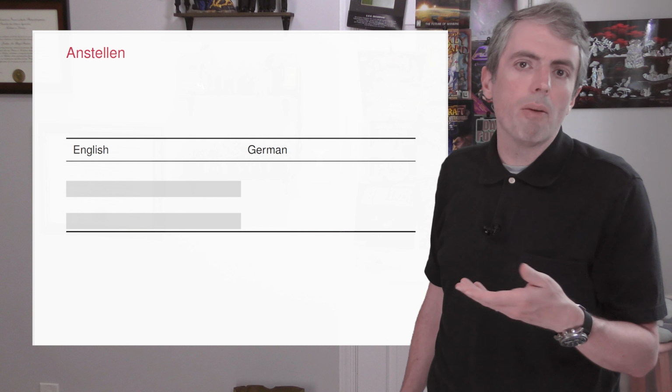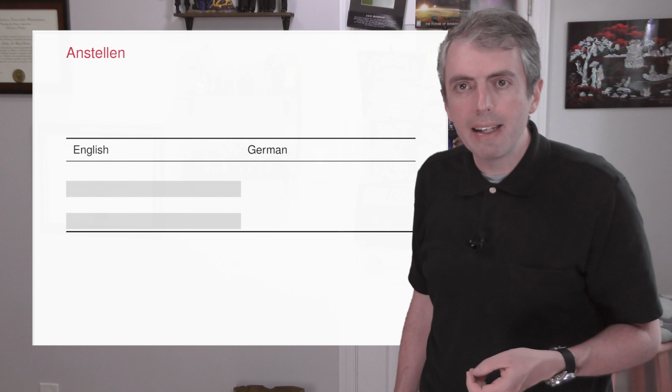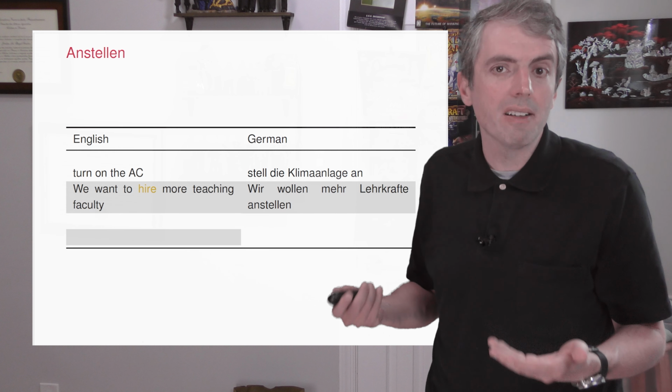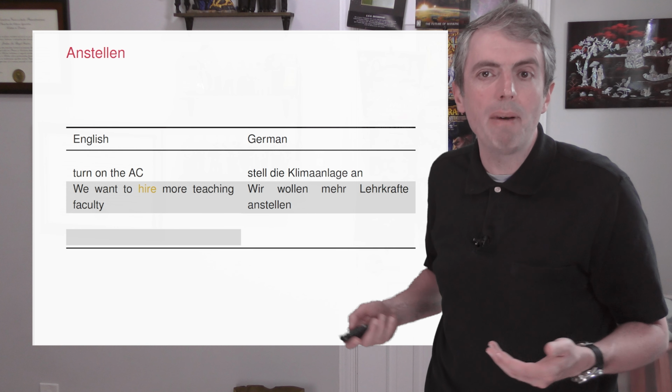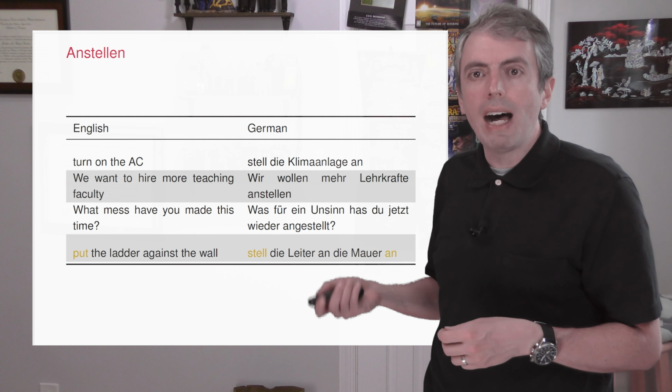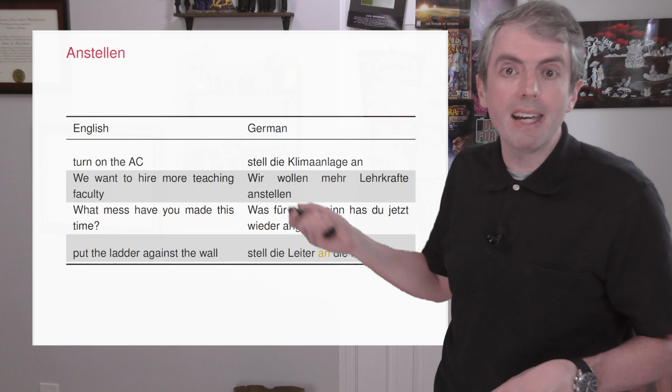Let's take, for example, the German verb anstellen. There are a couple of things that make this word tricky to translate. First, it has a lot of different meanings. Stell dich nicht so an means don't make a fuss, but stell die Klimaanlage an means turn on the AC. It can also mean to hire somebody. It can be to faff about. And stell die Leiter an die Mauer an means to put the ladder against the wall. Oh, and that an? That's not part of anstellen. That's a preposition that means against.